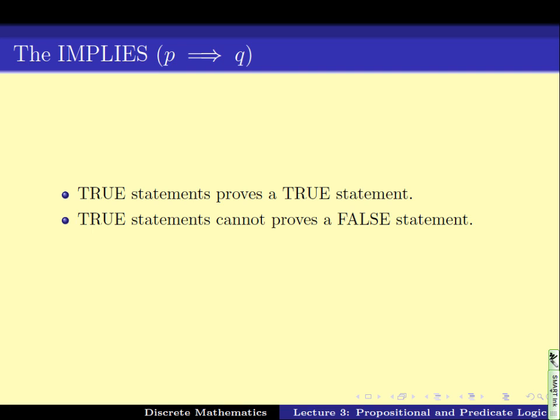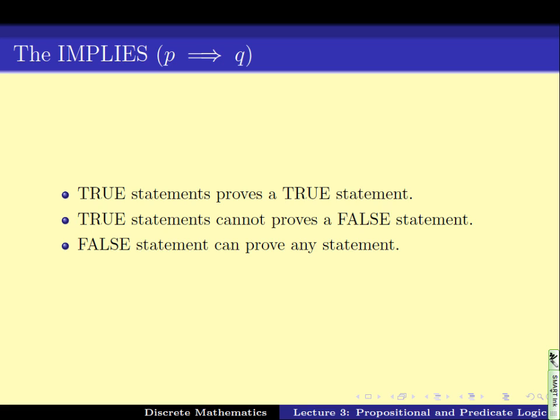At the same time, a true statement cannot imply a false statement. That's the other way of saying it. So if P is true and Q is false, then the whole statement has to evaluate to false. Here is one slightly more complicated thing: a false statement can prove any statement. So in other words, if P is a false statement, from that I can imply anything, which means false implies true is true, as well as false implies false is true.